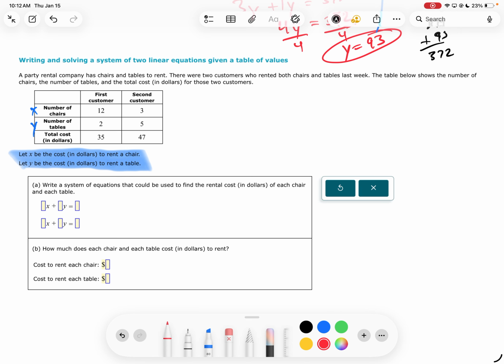So we start with the first one. I'm going to write it up here so I have more room, but you have 12 customers times the cost of the chairs, plus that first customer bought 2 tables times the cost of the tables, and it equals 35, okay? I believe, if I remember correctly from last semester, a lot of times you just transpose these tables, and it will be like that. It'll be like 12x plus 2y equals 35, okay?